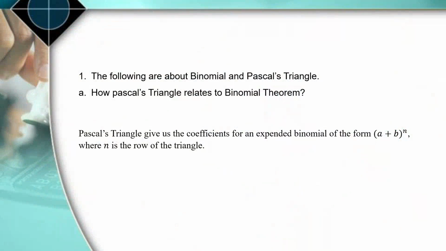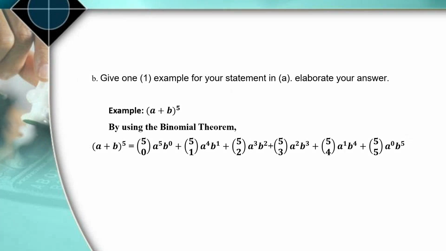The following are about binomial and Pascal's triangle. How Pascal's triangle relates to the binomial theorem. Pascal's triangle gives us the coefficients for an expanded binomial of the form a plus b to the power of n, where n is the row of the triangle. Give one example for your statement in A.